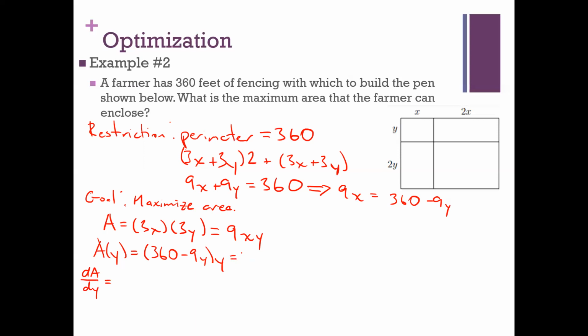If it helps to expand these things out, I would definitely do it. I won't promise that it always helps. So instead of doing product rule, that's a much nicer derivative, right? So what's the derivative of that? Negative 18y plus 360. And I would like that to equal 0, which means y is equal to what? Should be 20.